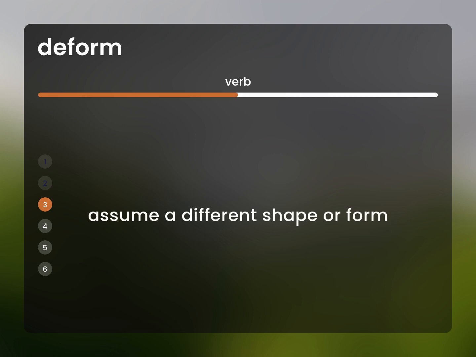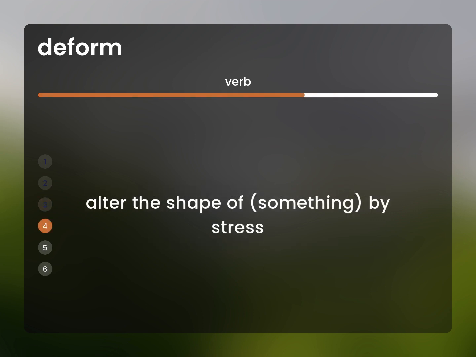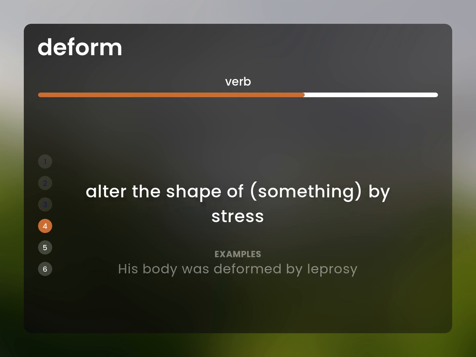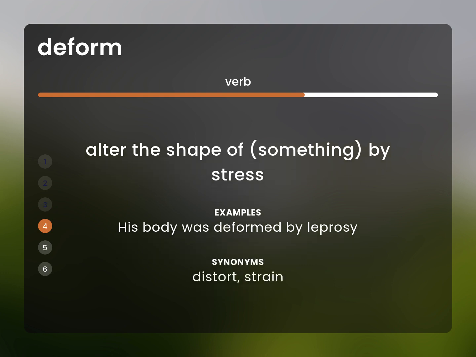Assume a different shape or form. Change form, change shape. Alter the shape of something by stress. His body was deformed by leprosy. Distort, strain.